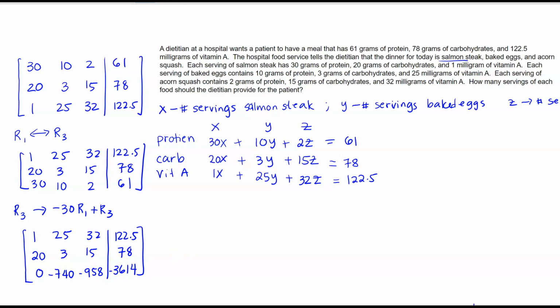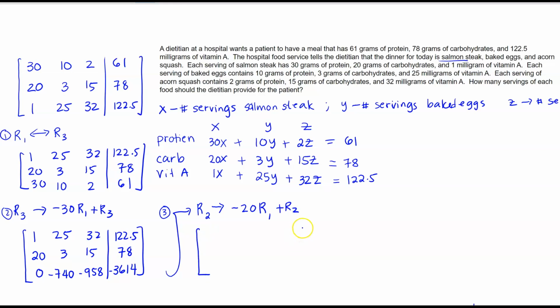Now, next, let me just write down the steps. So for the third step, we want row 2, first column to be 0. To obtain that, we will replace row 2 by negative 20 R1 plus R2. Negative 20 R1 plus R2.